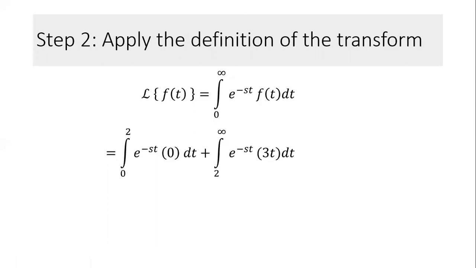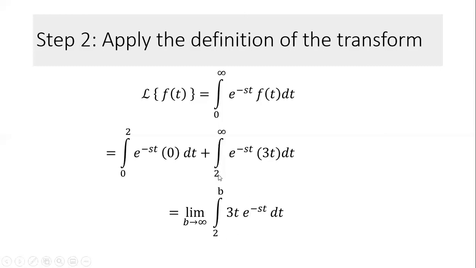The area underneath f of t equal to 0 between 0 and 2 is certainly 0. And so that'll just leave us then with this second piece here. But that's an improper integral, so let's write it in limit form. The integral from 2 to infinity is really the same thing as the limit as b goes to infinity of the integral from 2 up to b of 3t times e to the minus st dt.